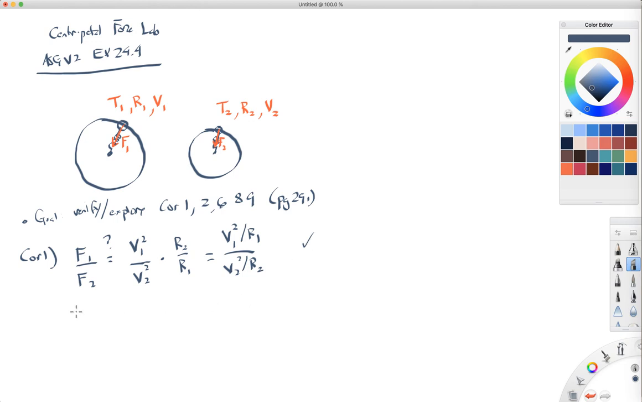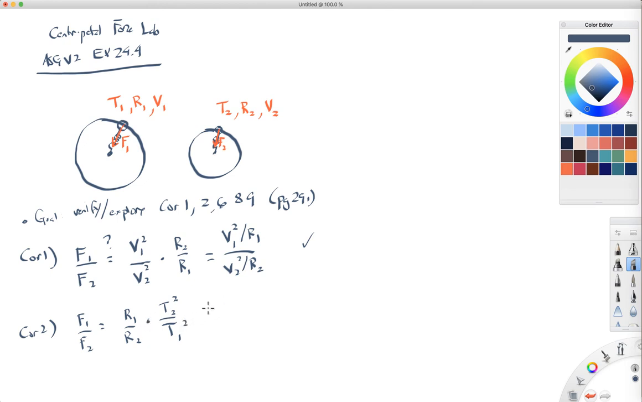So you're going to have to check whether or not that's true. Corollary 2 is the same kind of thing. He mentions that the forces should go as the compounded ratio of the radii directly, and the duplicate ratio of the periodic times inversely. So it's inversely as the duplicate ratio of the periodic times, right?